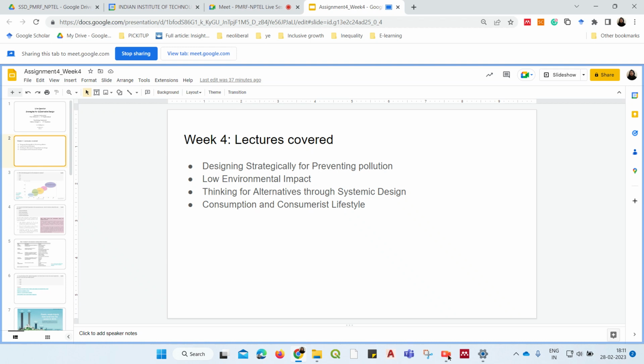So for example, what is the role of the government or the regulating body, what is the role of the businesses, what is the role of the consumer, and what is the role of other non-profit organizations like NGOs.